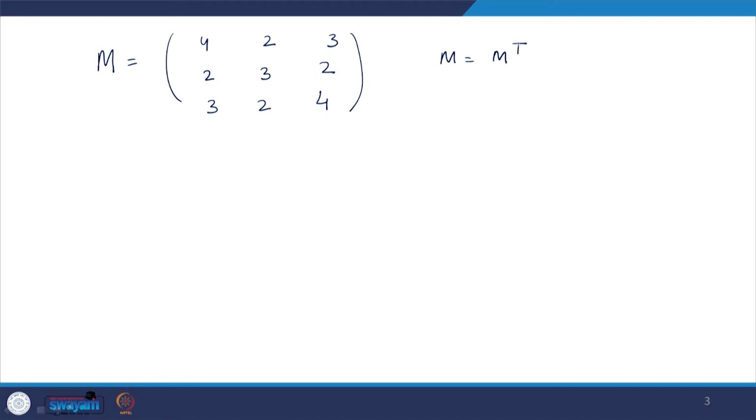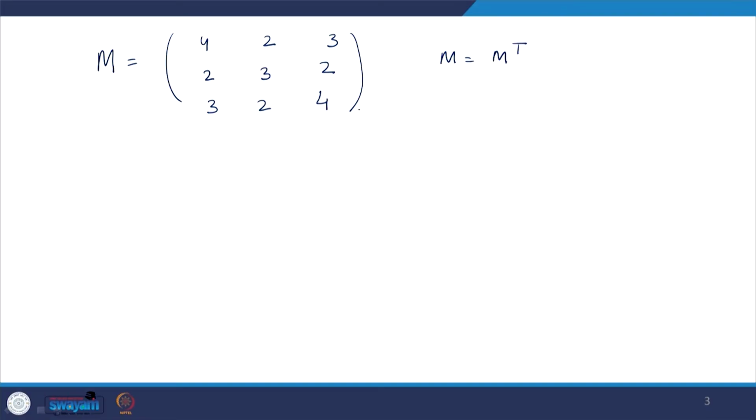How can we check? First of all, you can find the eigenvalues of this matrix. By finding the eigenvalues you can say whether this matrix is positive definite, negative definite, or semi definite. The other way is to find the minors of this. It is a 3 cross 3 matrix, so first of all you find minors of order 1 cross 1.